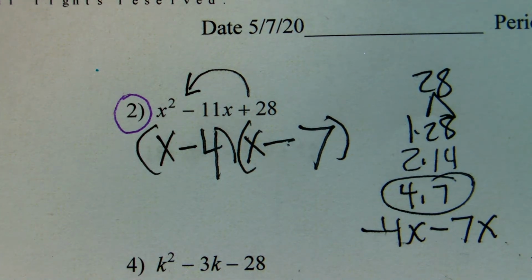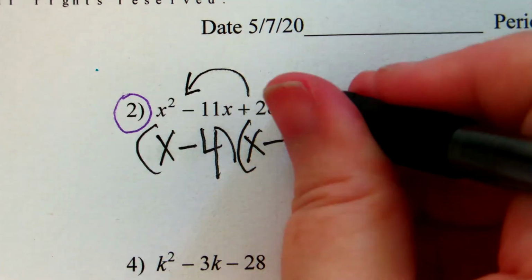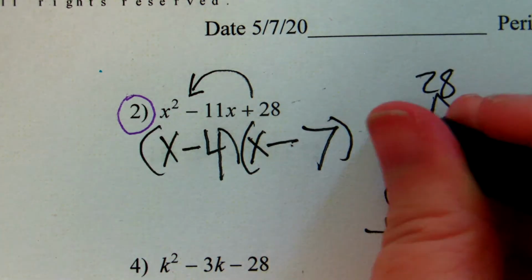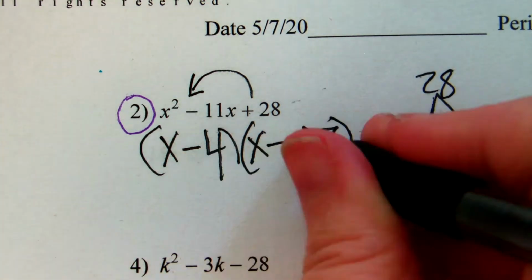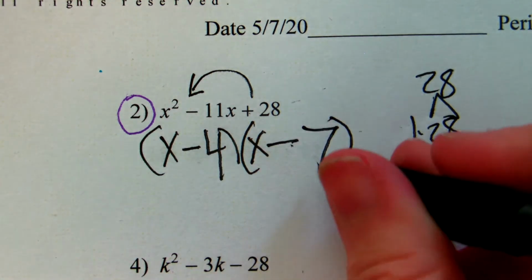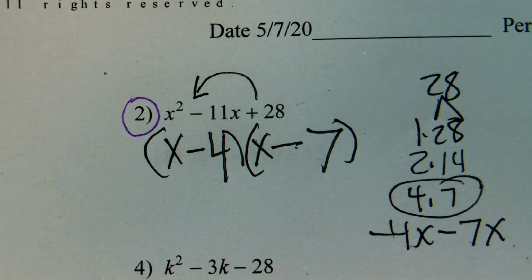We're not solving by factoring, we're just factoring. If you were solving by factoring, there'd be an equal 0, and then we would set each of these equal to 0. And then solve and get x equals 4 and x equals 7. But we're just factoring.